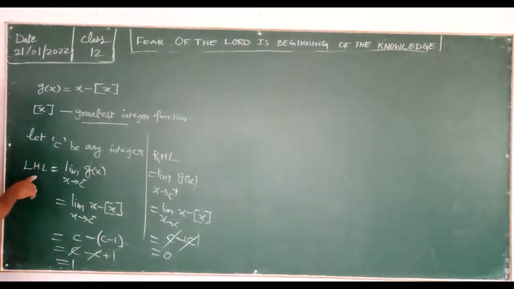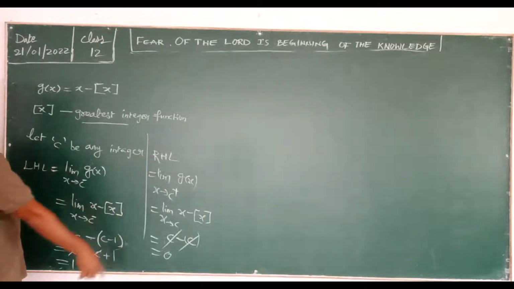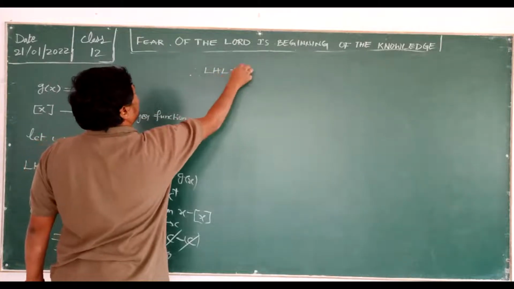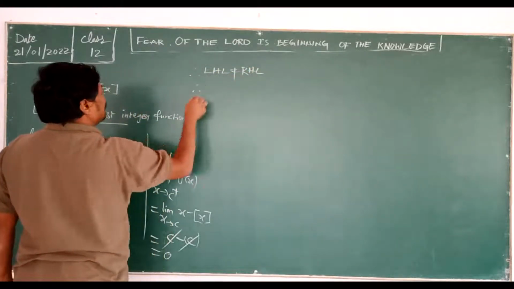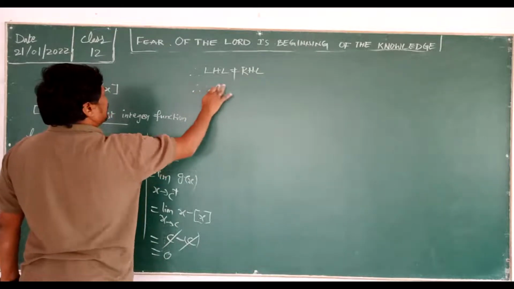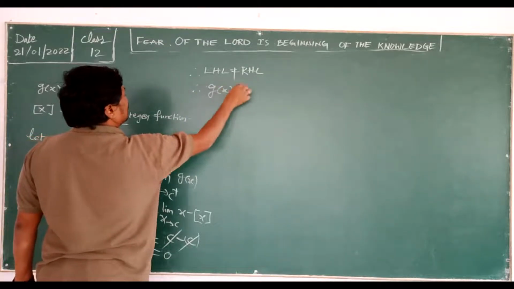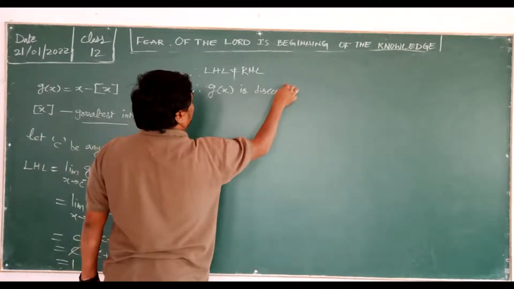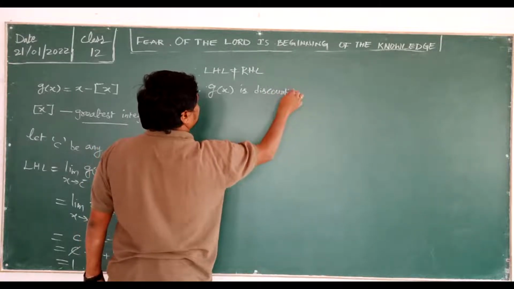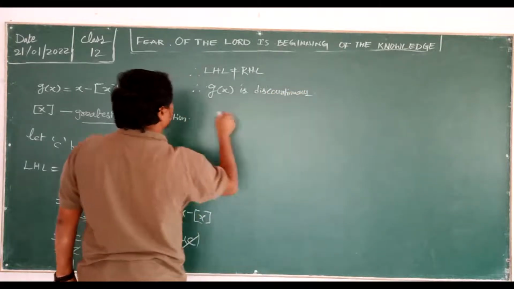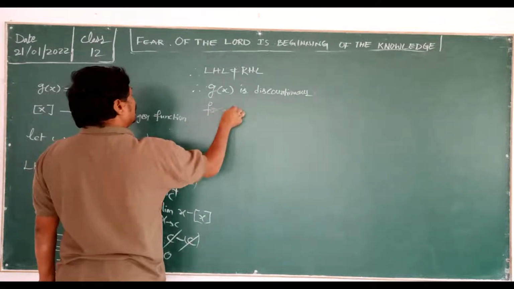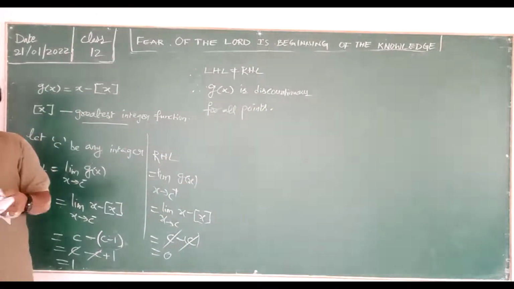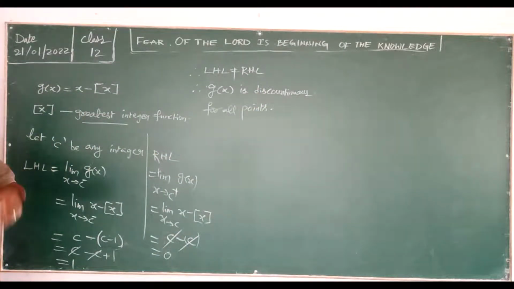Now check: the left hand limit and right hand limit are both not equal. Therefore LHL is not equal to RHL. Therefore g of x is discontinuous for all points. Okay, so that is your seventh question.